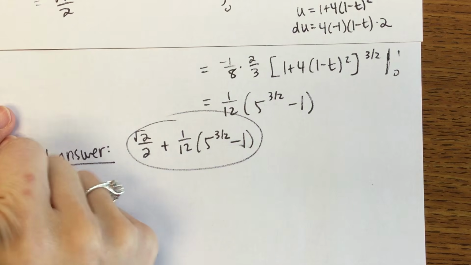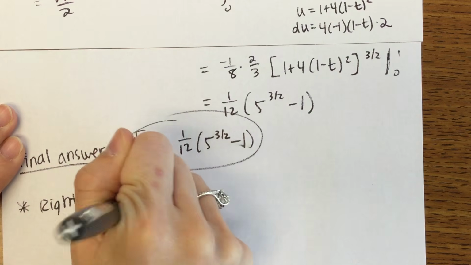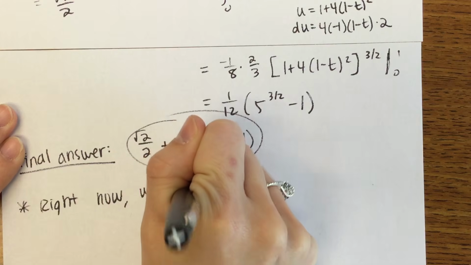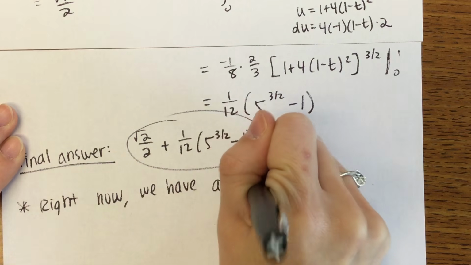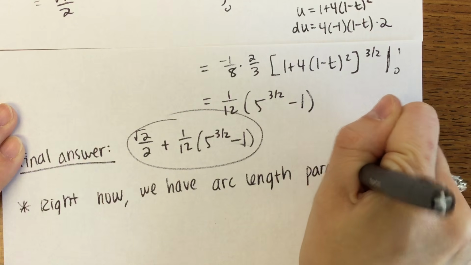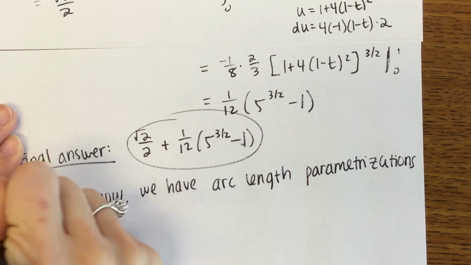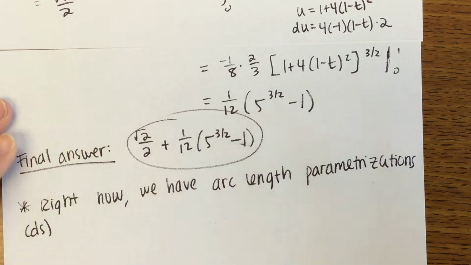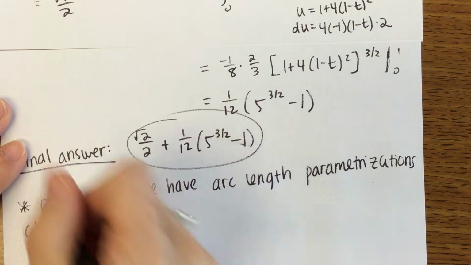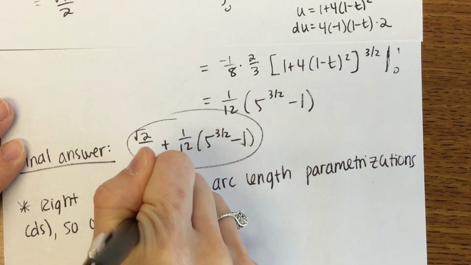Okay, here's an important note for us to know. Right now, we have arc length parameterizations. What that means is the ds. So S is an arc length parameterization. So orientation does not matter.